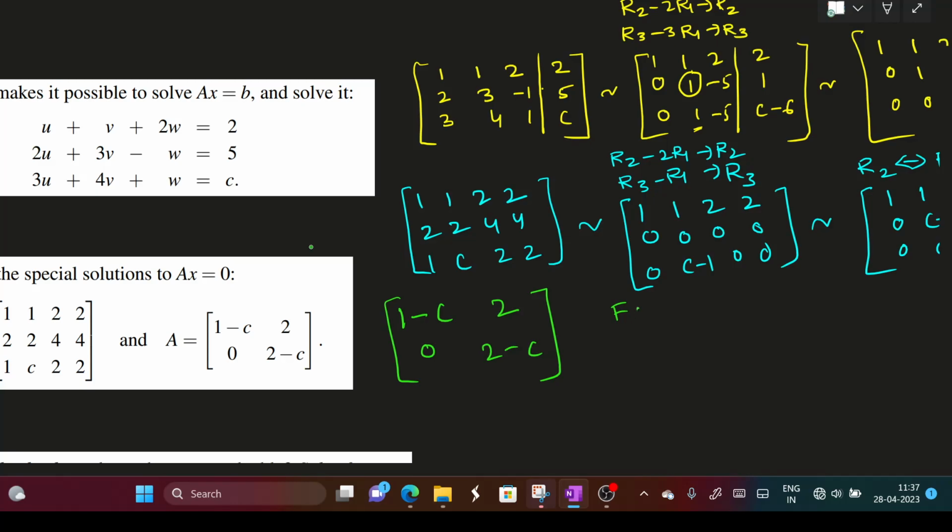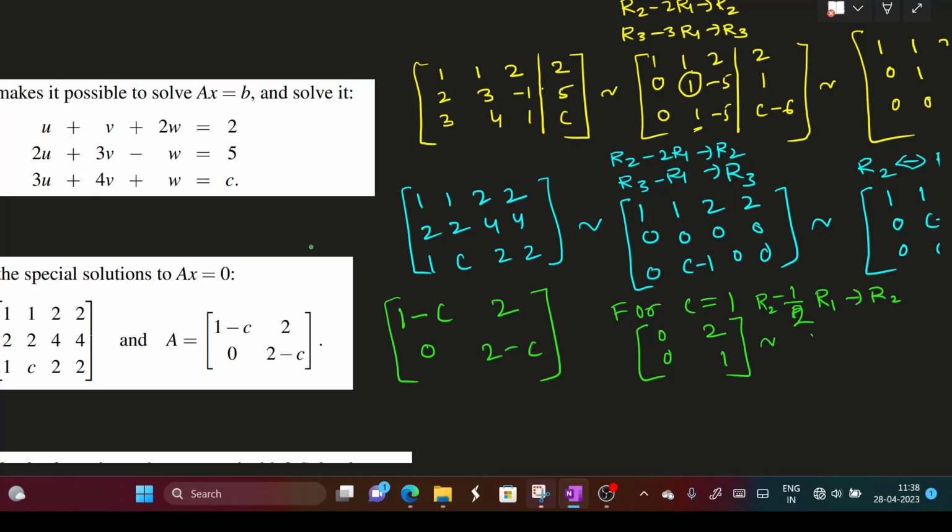So for c is equal to 1, it is having 0, 2, 0, 2. This is the matrix. So what are the equations then? Here it is not in echelon form. So here the pivot is 2, so that's why I have to make it 0. So R2 minus half R1 stored in R2.